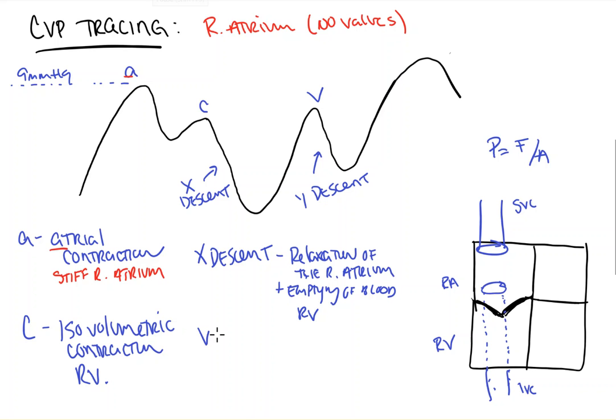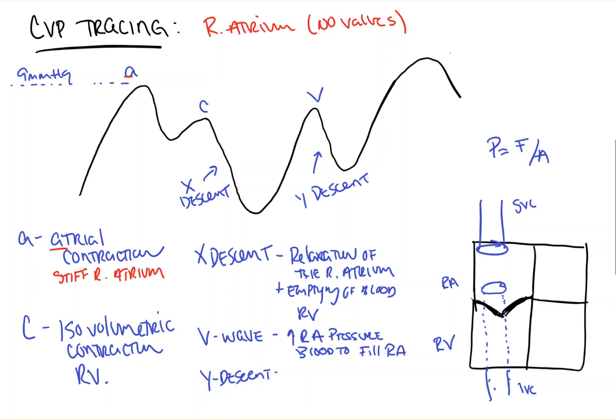Next, we have our V wave, and this is when the pressure begins to go up in the right atrium again. This is because during diastole, which is where we are now, blood begins to fill the right atrium.